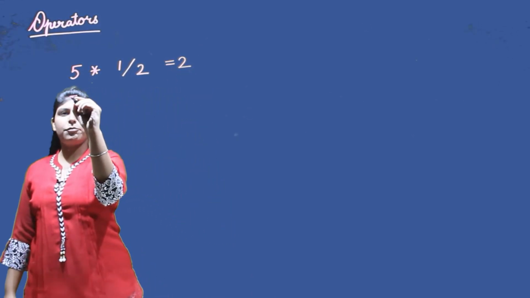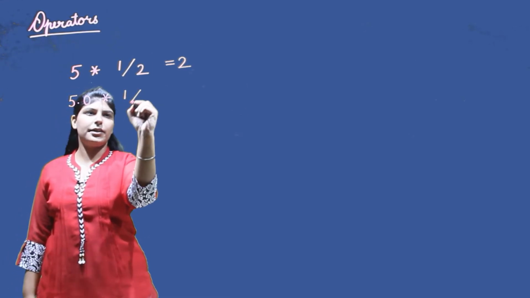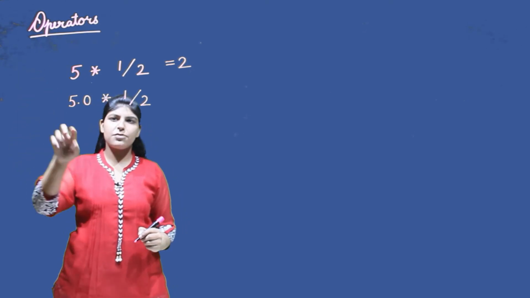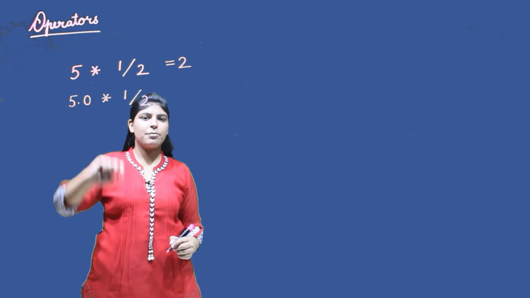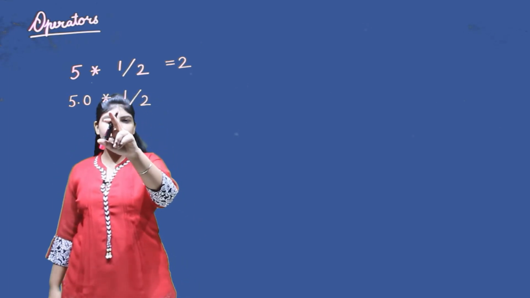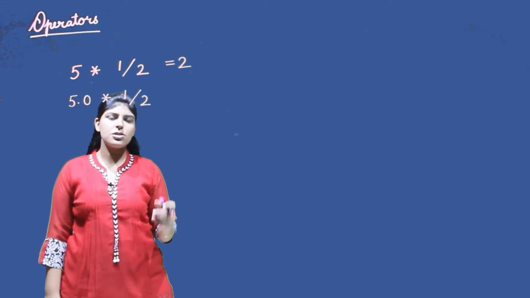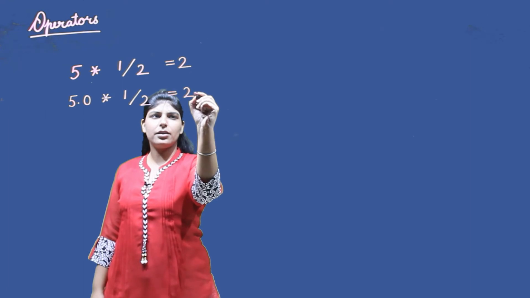If I have 5.0 multiplied by 1 divided by 2, just as in the last case, first we will evaluate the multiplication. 5.0 into 1 will give me 5.0. If I divide 5.0 by 2, 5.0 is double, 2 is integer, so the answer will be in double data type. The answer will be 2.5.